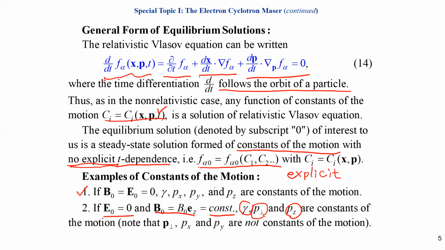In the z direction, so we separate into Pz and P perpendicular. P perpendicular just means Px and Py. And Px, Py, these two are not constants of motion, but P perpendicular is. Actually, the absolute value of P perpendicular, that depends on Px squared plus Py squared, square root. Okay.